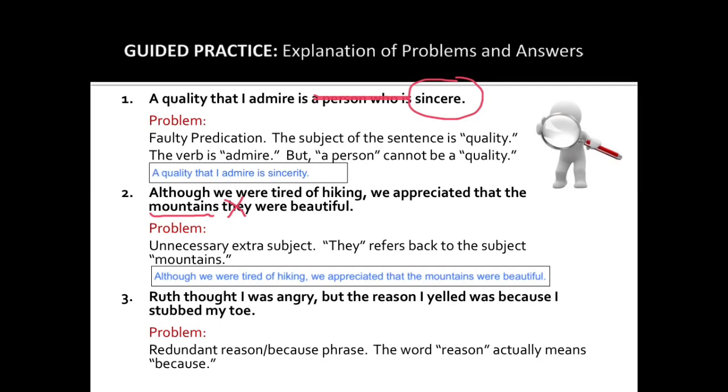Let's read it together. Ruth thought I was angry, but I yelled because I stubbed my toe. Ruth thought I was angry, but I yelled because I stubbed my toe. This sentence is no longer redundant.